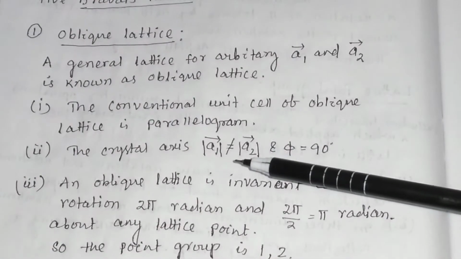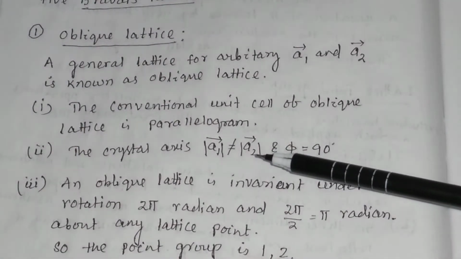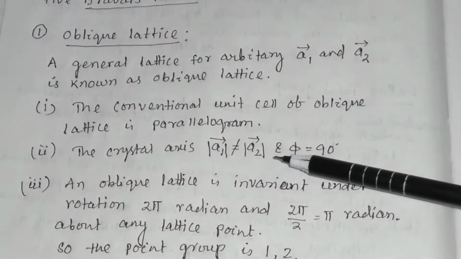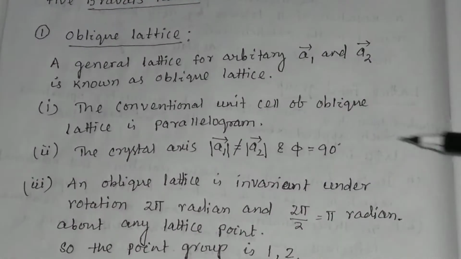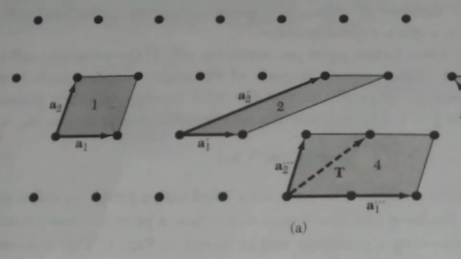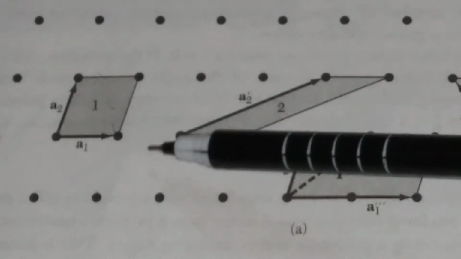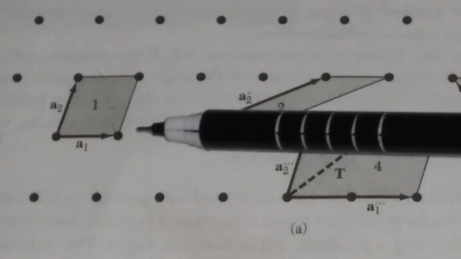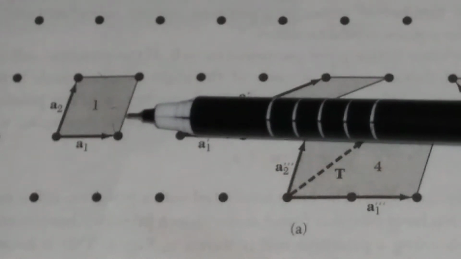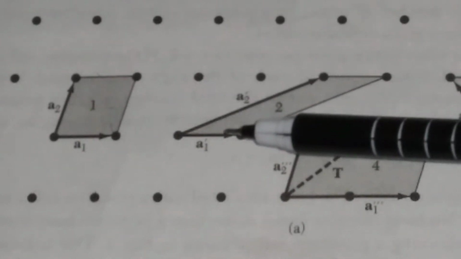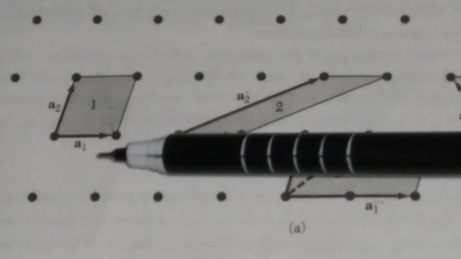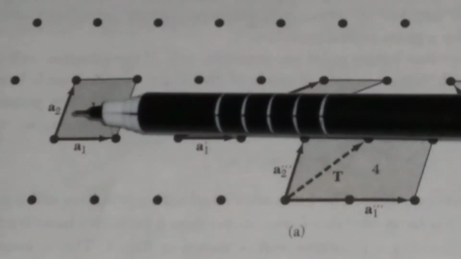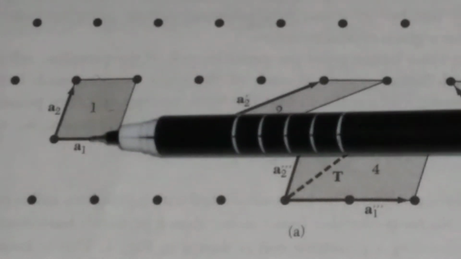The magnitude of the crystal axes are not the same, that is, the magnitude of A1 is not equal to the magnitude of A2, and the angle between A1 and A2 is not equal to 90 degrees. So this is the geometrical shape of the oblique lattice. Here you see A1 and A2 are arbitrary, and the conventional unit cell of the oblique lattice is a parallelogram.